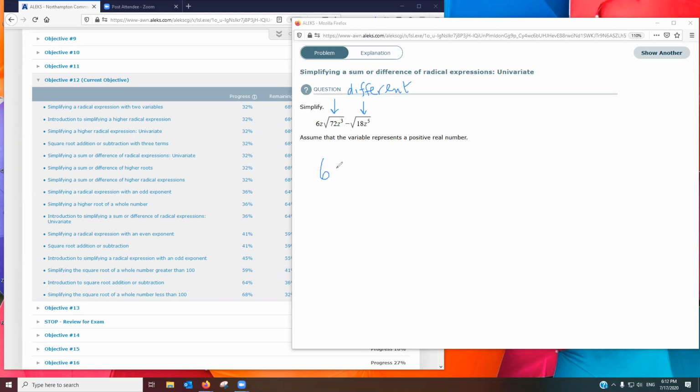All right, so let me take this first square root and I'm going to try to simplify this. Whoops, I wrote that wrong. Let me erase that. Okay, so let me do this. I'm going to take and break this up to be the square root of 72 times the square root of z to the 3rd. Let me try to simplify each one of these separately.